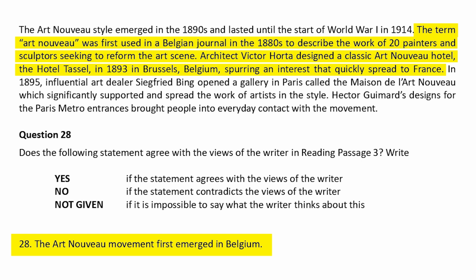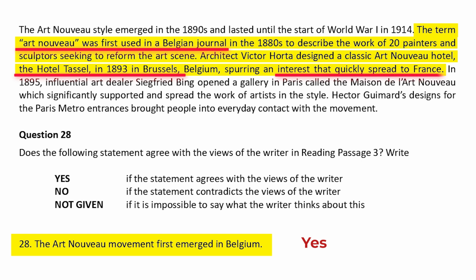So, is the answer yes, no, or not given? The correct answer is yes. Here's why. The passage gives us two key clues. First, the term Art Nouveau was first used in a Belgian journal. Second, a major example of the style, Victor Horta's Hotel Tassel, was built in Brussels in 1893. And finally, we're told that the interest in Art Nouveau then spread to France. That clearly suggests Belgium was where it all began.